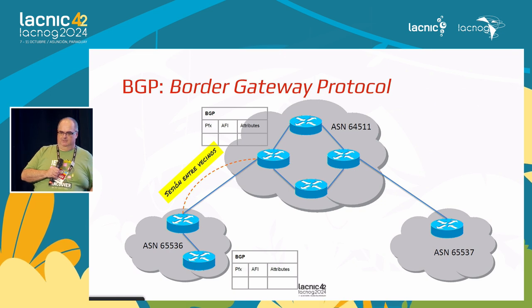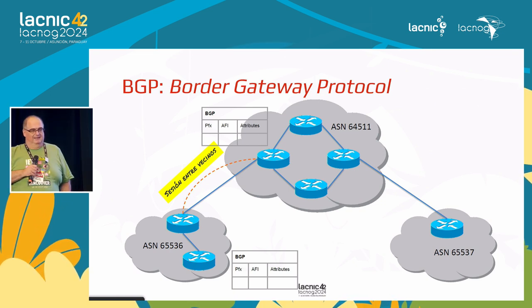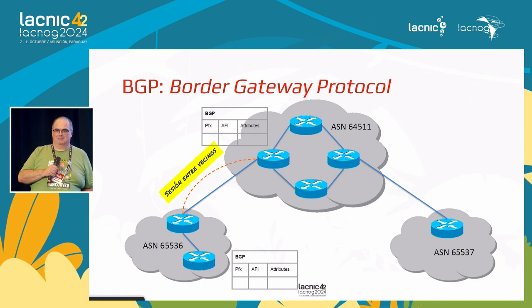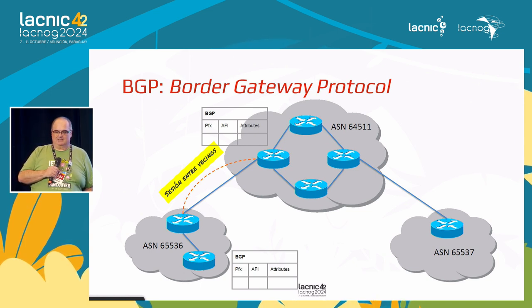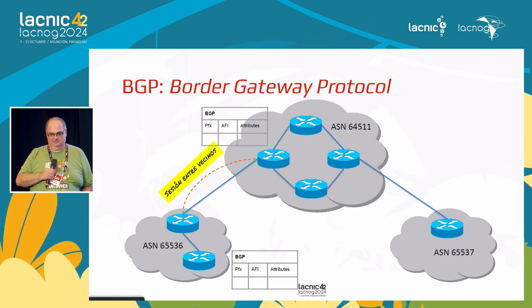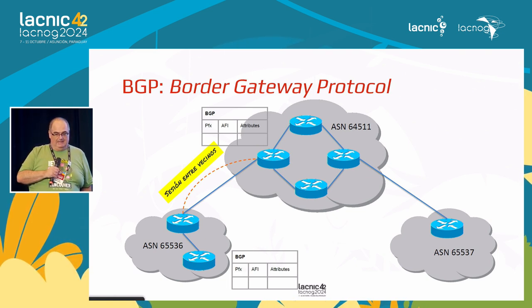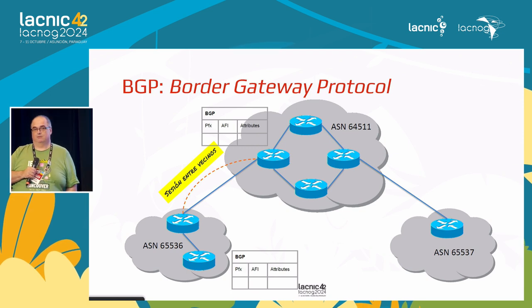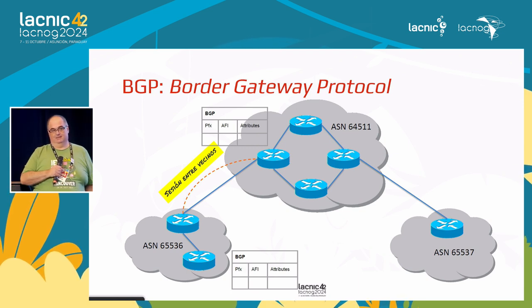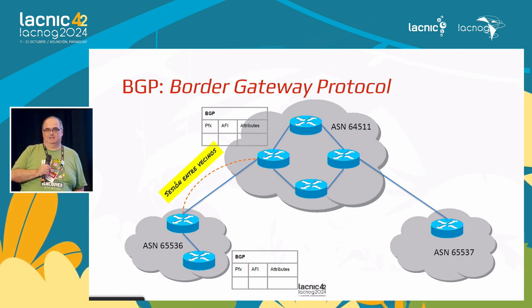And the other issue is the BGP. The BGP is the Border Gateway Protocol. It's the glue that keeps the internet together. You know that we have routers in autonomous systems. Each of them has a table. And the routers that speak BGP establish so-called sessions. And it is through those sessions that reachability information flows.